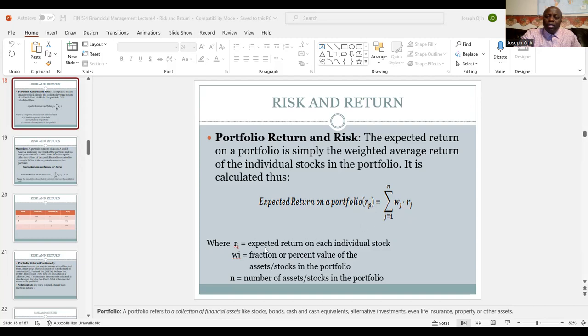So Rj is the expected return on the individual stocks, and Wj is the weight, or fraction of the value of the stocks in that portfolio, and N is the number of assets or stocks in that portfolio. Asset, like I said, can be stocks, bonds, mutual funds, whatever it is. J runs from the first asset or stock to the last asset, which is N. Now, let's look at an example.